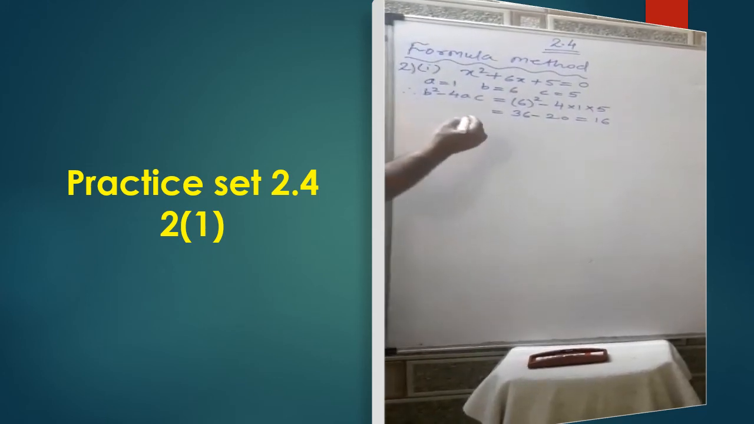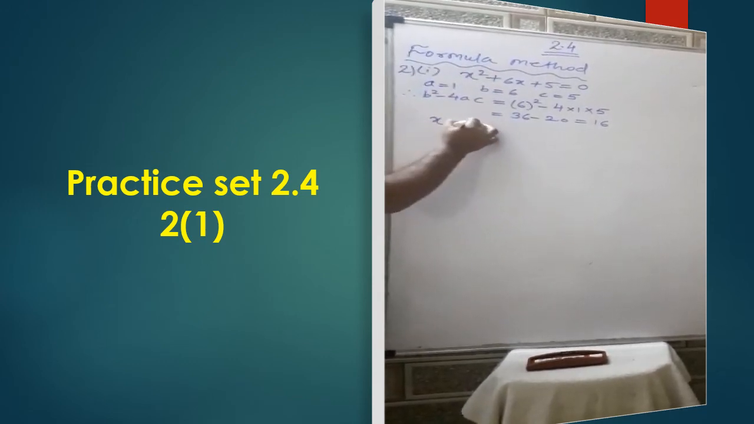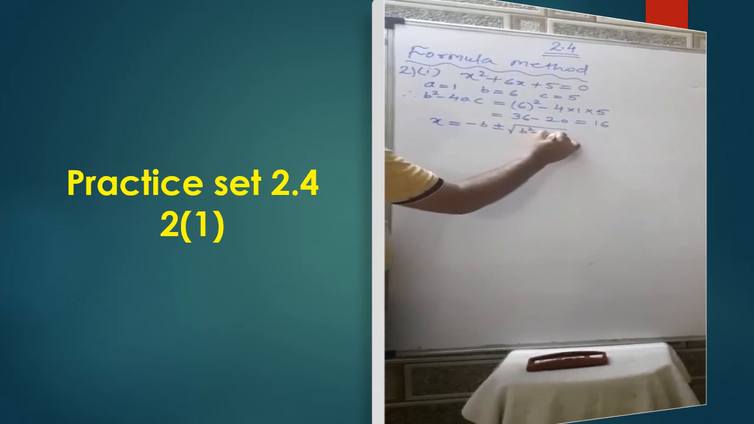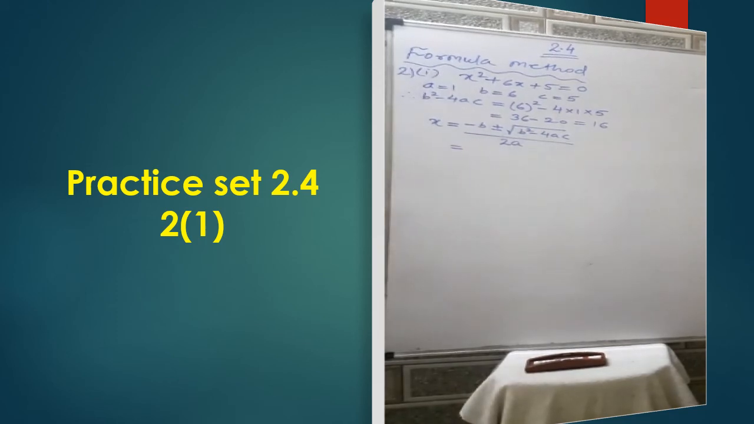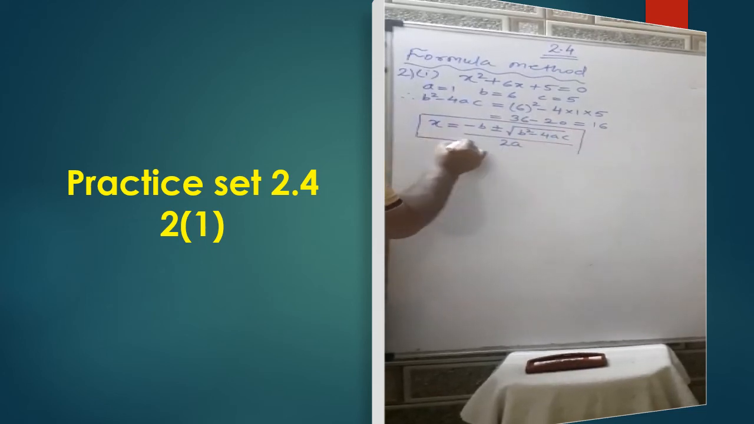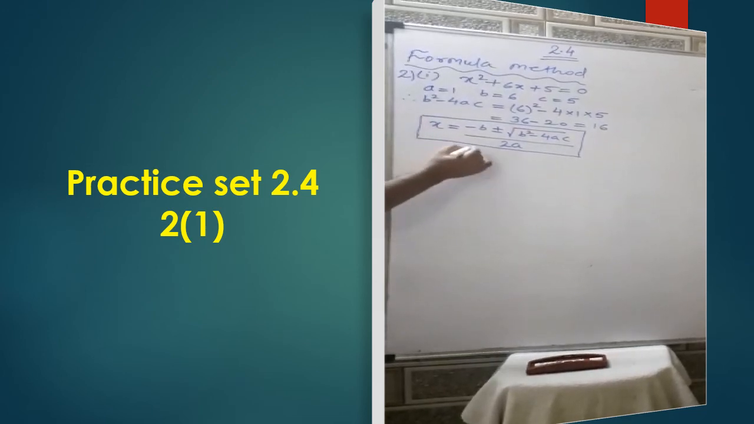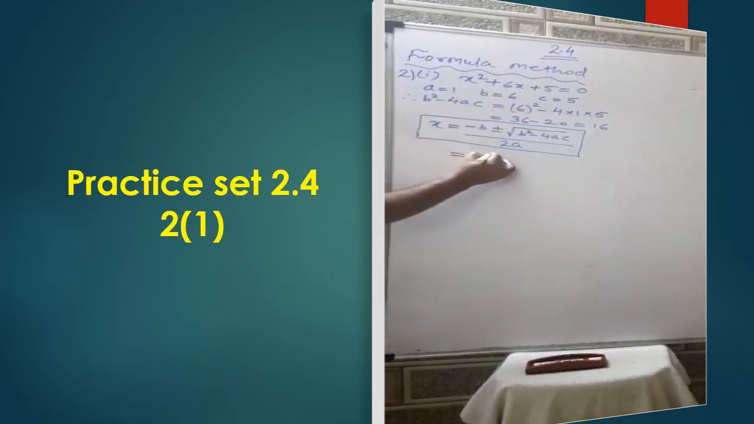What is the formula to find the value of such quadratic equation? So we use x equals to minus b plus minus square root of b square minus 4ac upon 2a. That is the formula. This formula you have to learn. It is an important formula for the formula method. Now substitute all the values over there. What is b? b is 6. So we write minus 6.